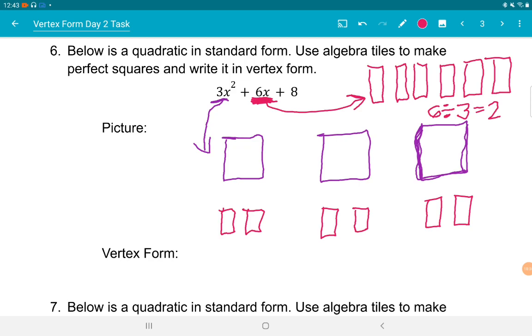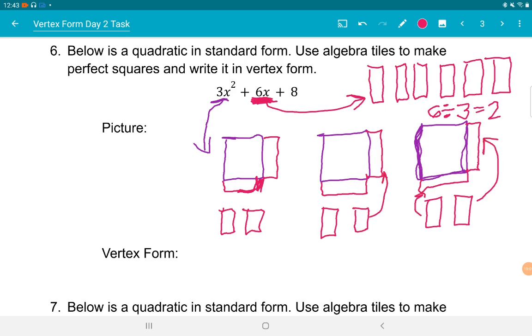Now, how do I actually make a square with those 2? I'm going to put 1 on each side. I'm then going to take those and divide it in half, okay? So I'm putting 1 on each side here, dividing it into 2 equal pieces, okay?